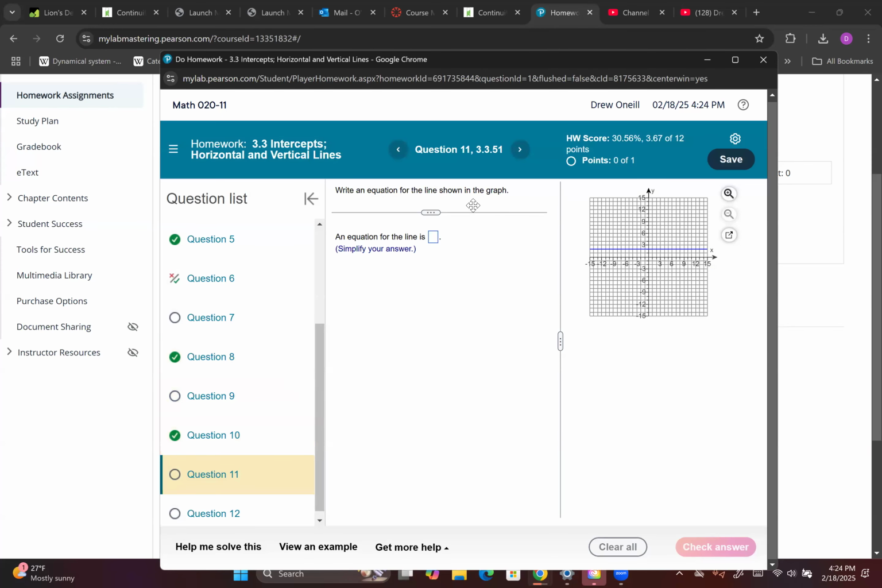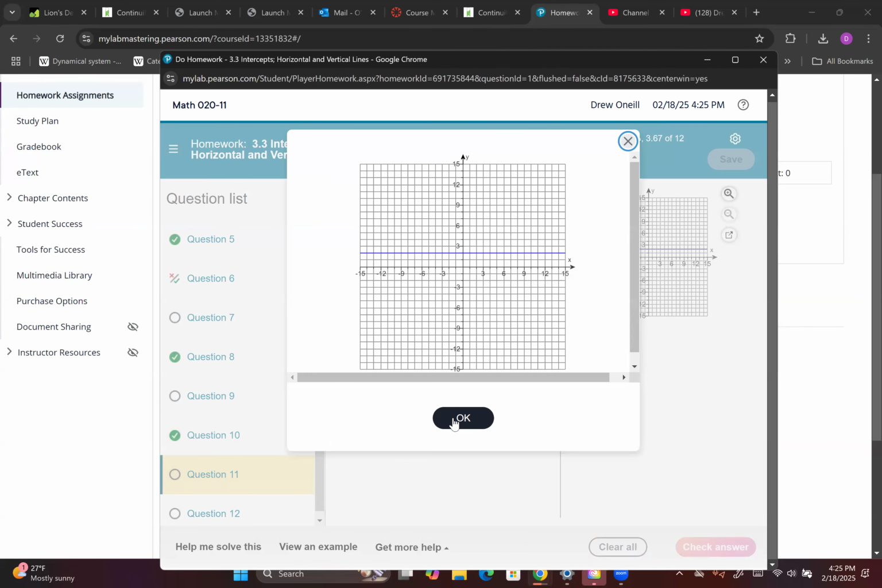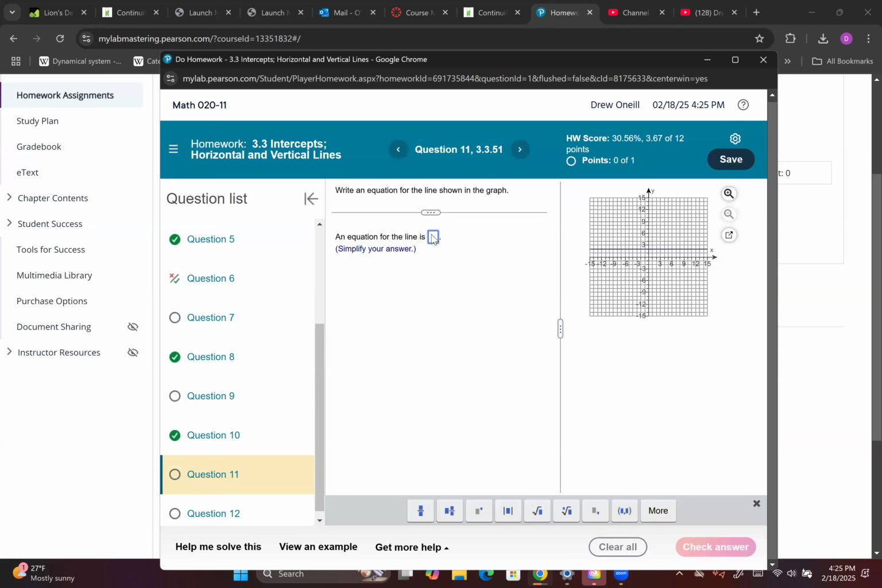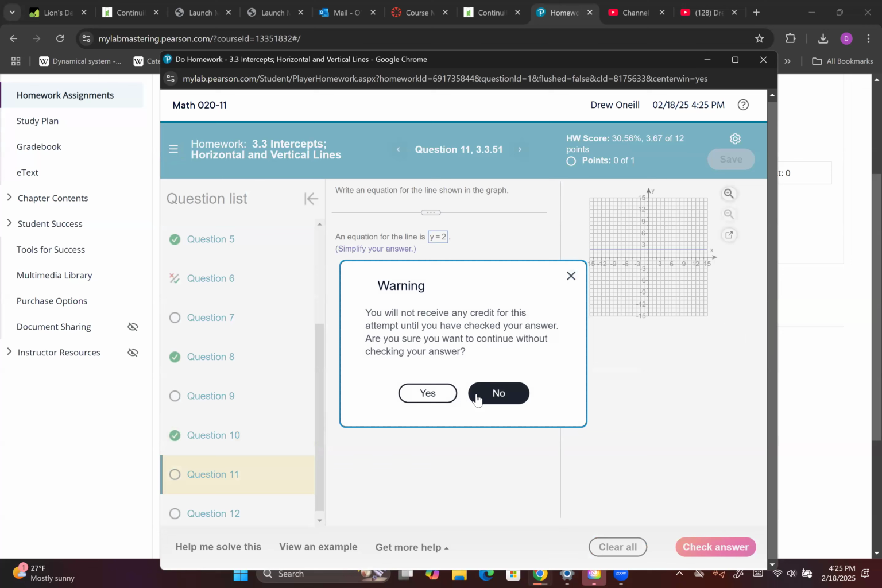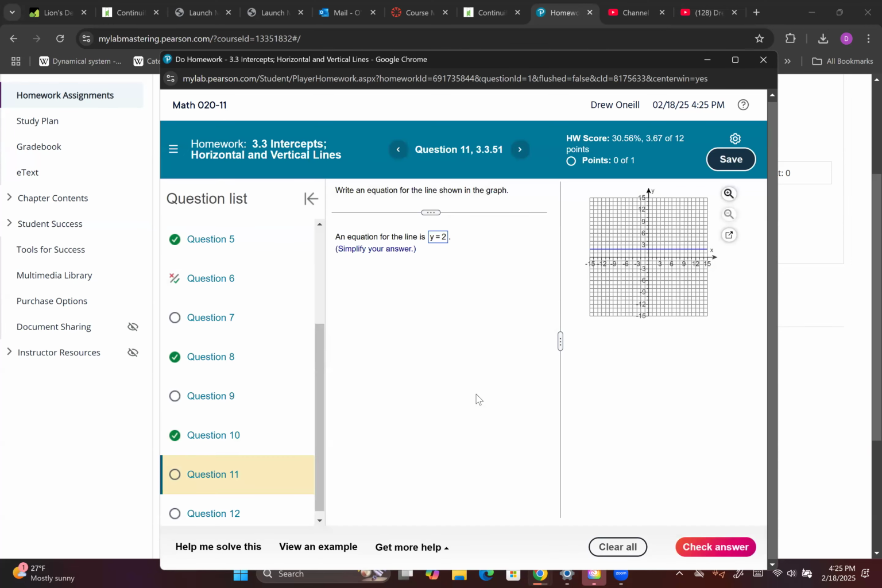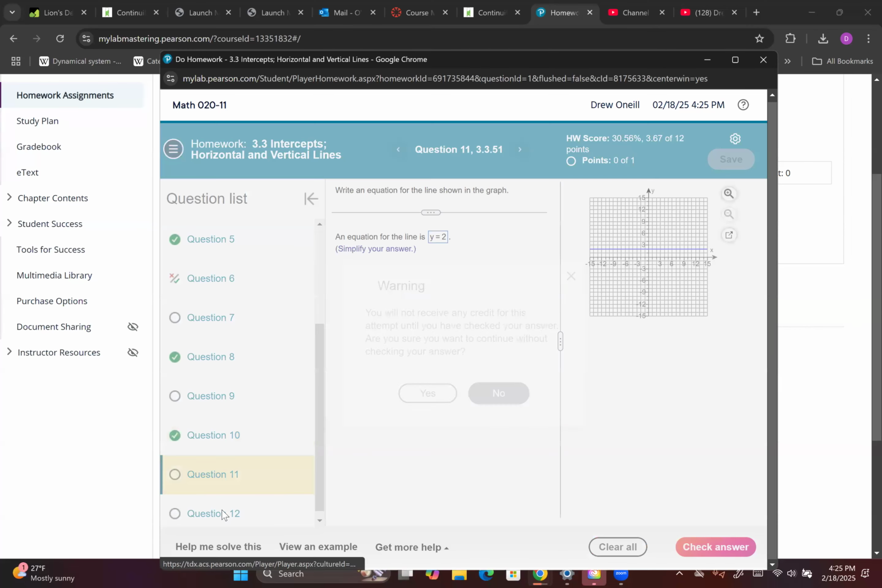That's an equation of the form y equals, so we just have to look at where does it cross. It crosses at 2. So that's y equals 2. So you put y equals 2. Okay. And then the last one. So I want to make these videos kind of quick. Let's go to this.